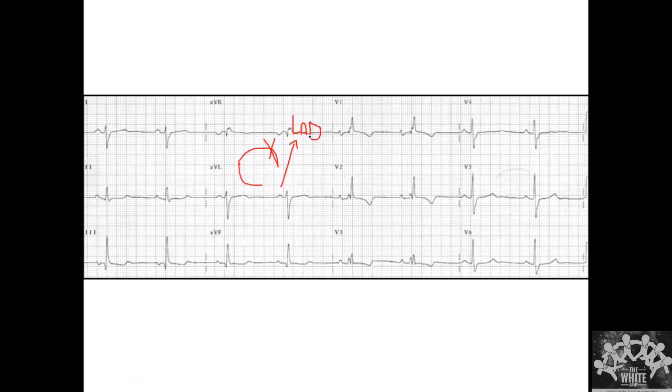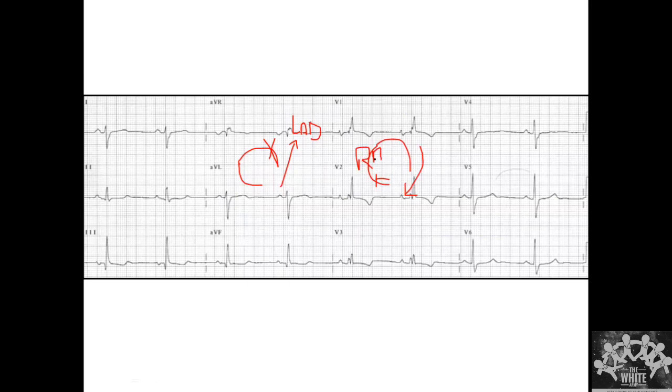Correct. Now if this is going to be the direction, we have the posterior fascicle that is blocked. So when the current is moving, it is going to come in this direction. What axis deviation will you get now? Just tell me what axis you will get. Yeah, right axis deviation, correct?